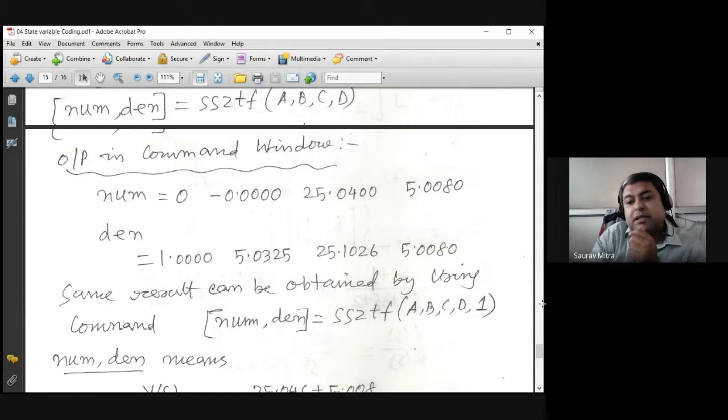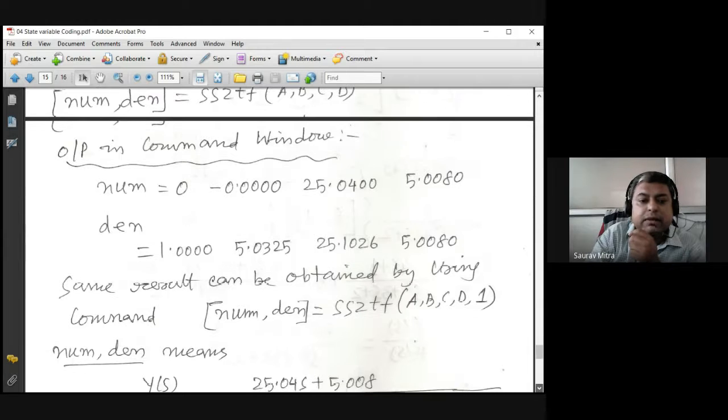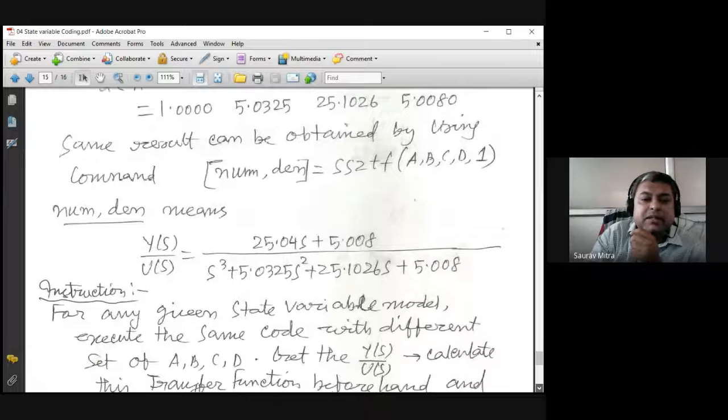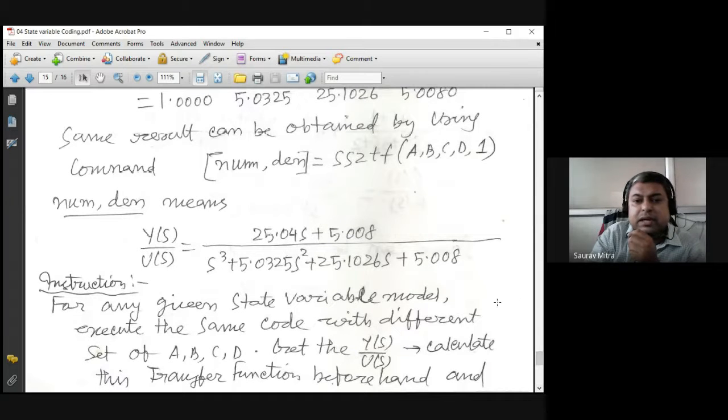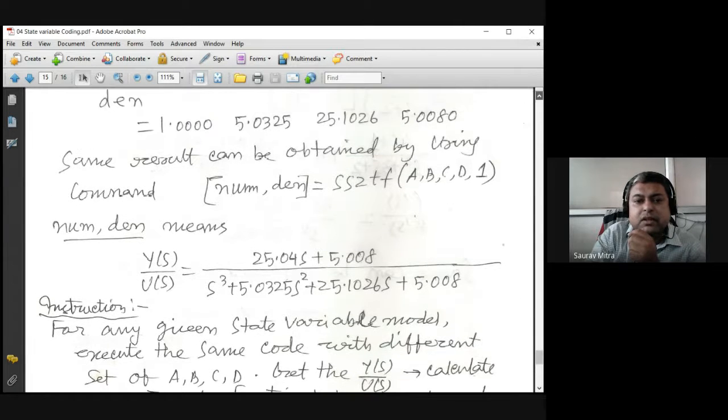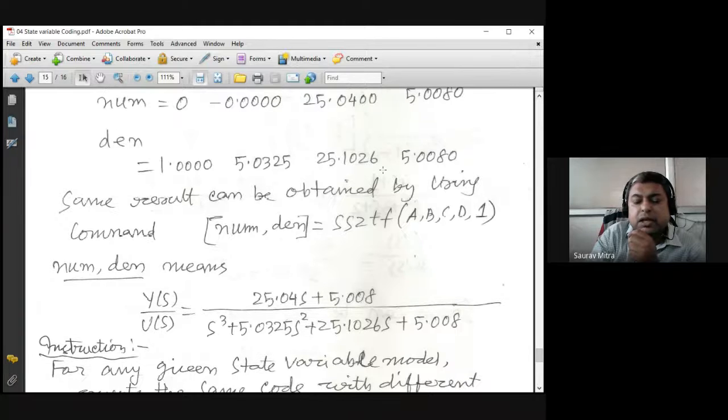So the numerator equation is 25.04 S plus 5.0080, and the denominator equation is S cube plus 5.0325 S square plus 25.1026 S plus 5. Same result can be obtained by using the command num den is equal to SS to TF ABCD is equal to 1. Likewise, num den means y by u. Whatever coefficients we have found out from SS to TF, with those numerator and denominator coefficients you can find this transfer function.